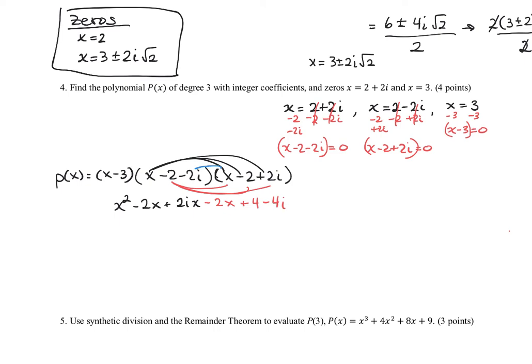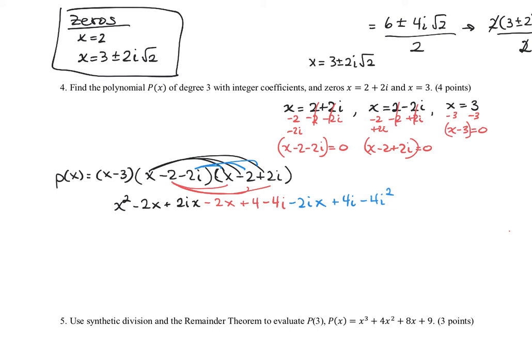Now we're going to multiply the negative 2i and distribute it. So negative 2i times x is negative 2ix. Negative 2i times negative 2 is positive 4i. And then negative 2i times positive 2i is negative 4i squared.